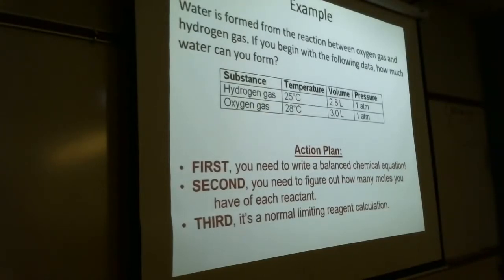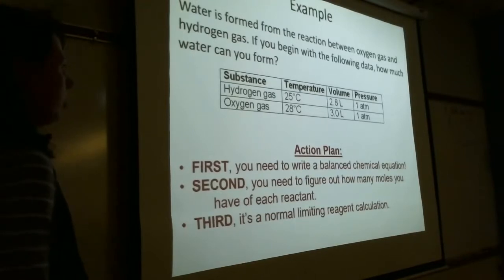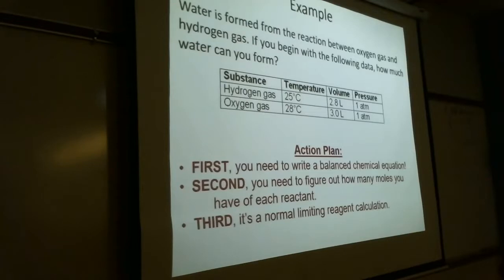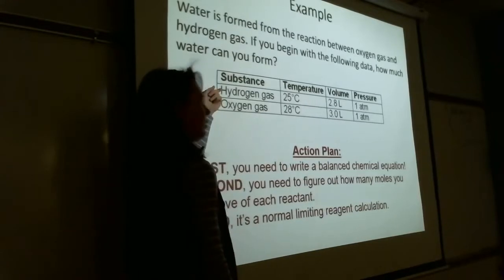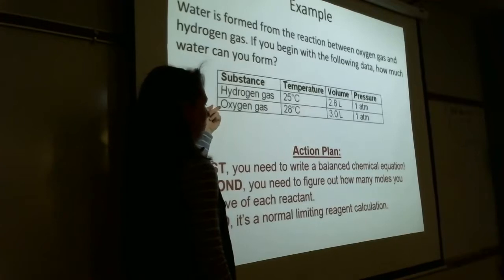Water forms from the reaction between oxygen gas and hydrogen gas. If you begin with the following, and these are your temperatures, volumes, and pressures, how much water can you form? So I want to know the mass of the water. What mass of water? So the hydrogen gas is at 25 degrees Celsius, 2.8 liters, 1 atmosphere. Oxygen gas is at 28 degrees Celsius, 3 liters, 1 atmosphere pressure.